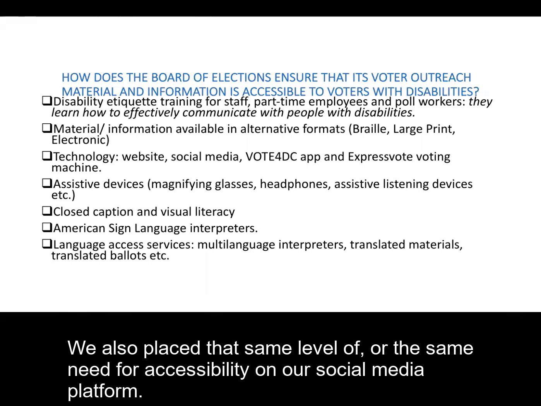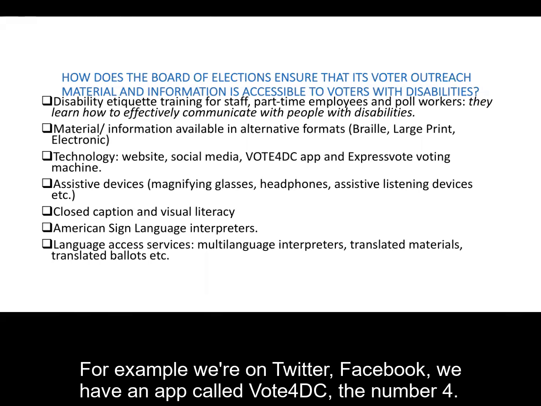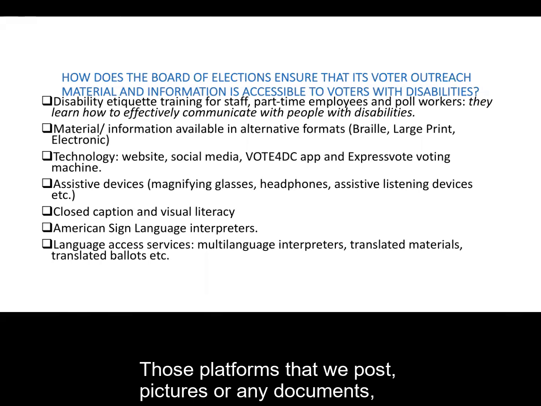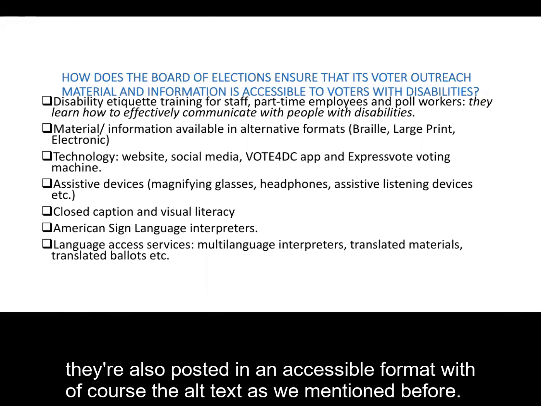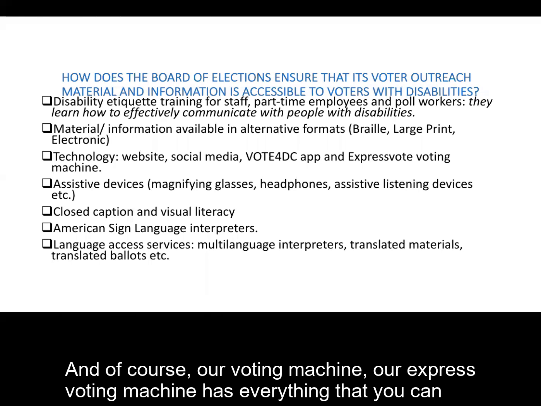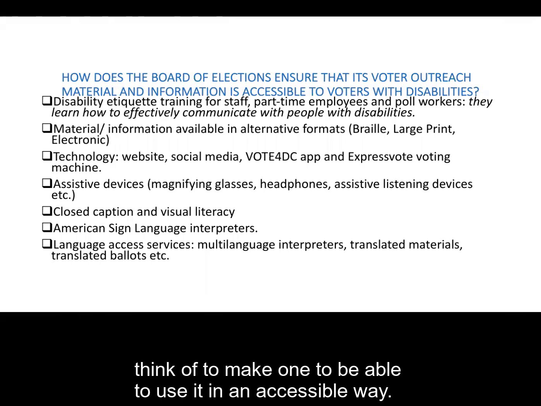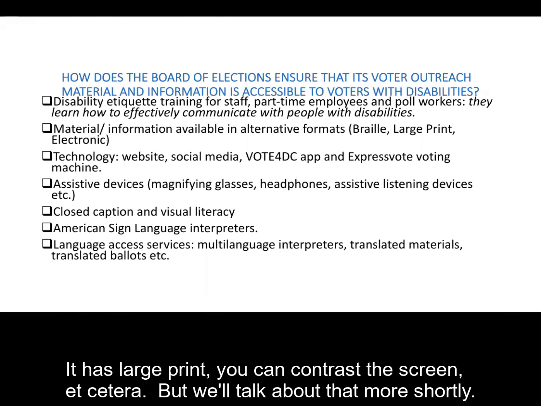We also place that same level of need for accessibility on our social media platforms. For example, we're on Twitter, Facebook. We have an app called Vote for DC, the number 4. Those platforms, if we post pictures or any documents, they're also posted in an accessible format with, of course, the alt text, as we mentioned before. And of course, our express voting machine has everything that you can think of to make someone be able to use it in an accessible way. It has large print, you can contrast the screen, etc. But we'll talk about that more shortly.